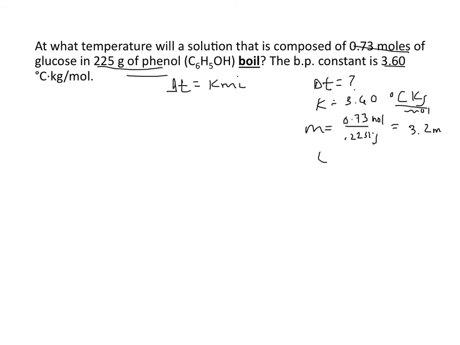Okay, our i value. Remember, glucose in this case is our solute. Glucose is a sugar, so a carbon, hydrogen, and oxygen molecule. So that's going to give us a covalent molecule. Remember, our i value, our van't Hoff factor, is always 1 for covalent molecules. Okay, so now we have all the components in order to calculate delta T. So delta T is going to equal 3.60 times 3.2 molal times 1.